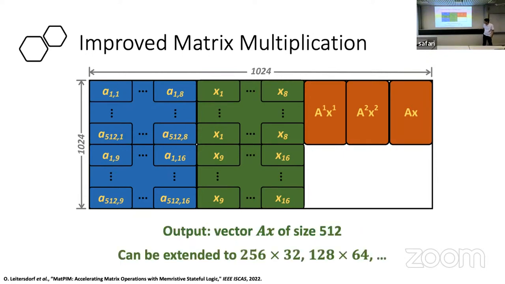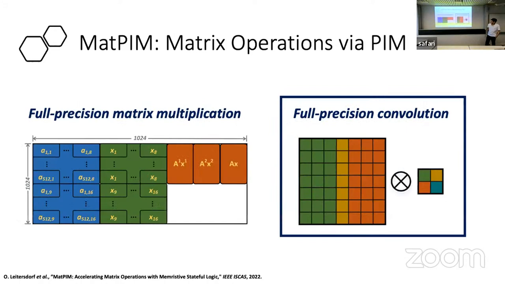Here, AX is of size 512, and we can extend this to almost any matrix dimension. So if today we did 512 by 16, we could do 256 by 32, et cetera. And then we have much more symmetric matrix sizes that we can use. So that was matrix multiplication. It was a very simple example of how we can use parallelism to perform matrix multiplications.